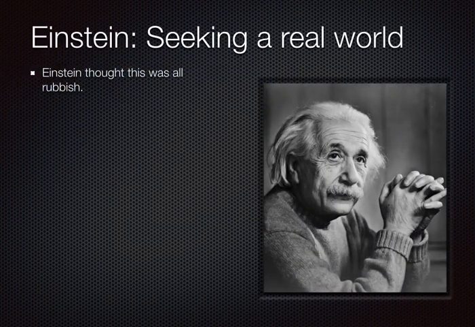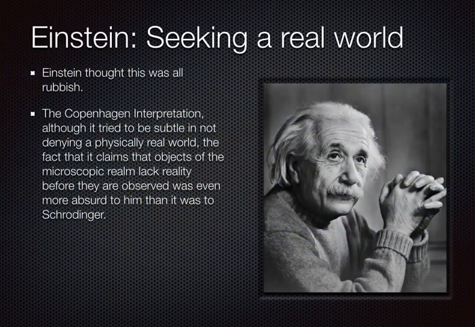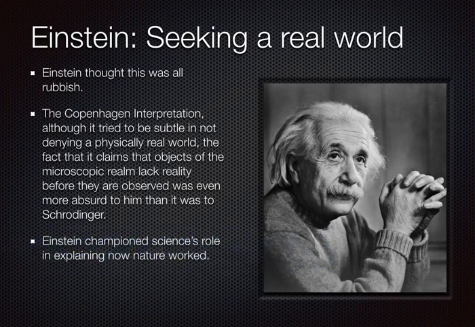So Einstein comes in, all right, and Einstein thought this was all rubbish. Thank God. So the Copenhagen interpretation, although it tried to be subtle, is not denying a physically real world. The fact that it claims that objects of the microscopic realm lacked reality before they were observed was even more absurd to Einstein than it was to Schrödinger.